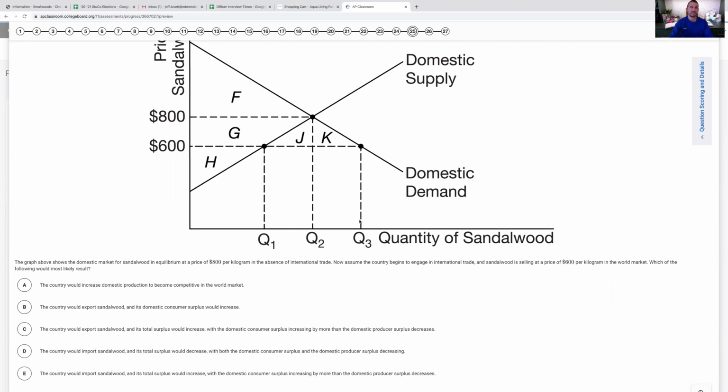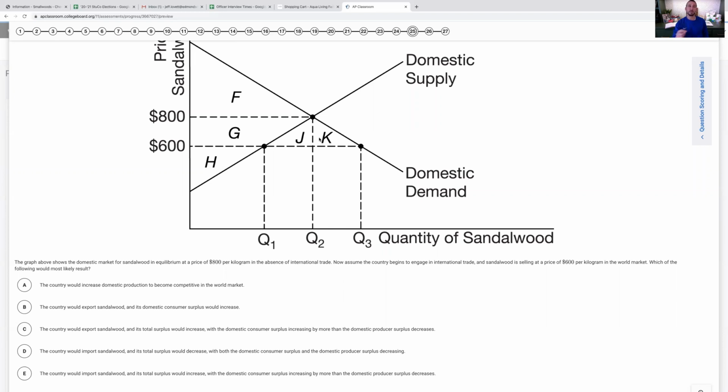We know that because it was just F for us and G and H for producers. After we open up trade, now it's F, G, J, and K for consumers and H for producers. So consumer surplus grows by G, J, K. Producer surplus shrinks from G, H to just H, but there is more surplus, J and K.